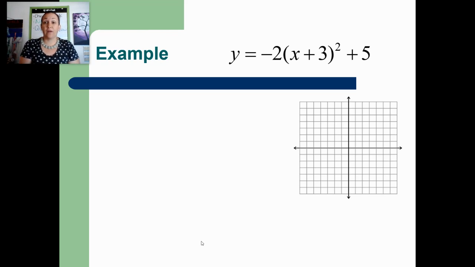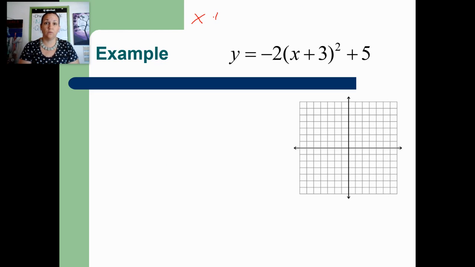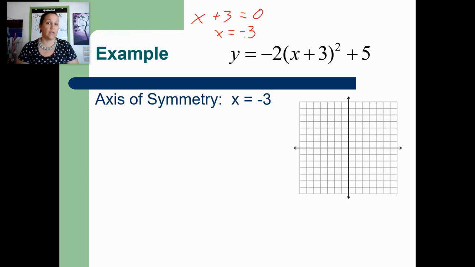And let's start with our axis of symmetry. So our axis of symmetry, remember, if it helps, you can write down the parentheses and set it equal to 0. And then you would solve for x, and that'll be your axis of symmetry. Okay, so x equals -3. For my vertex, I have my -3 already, and then I'm going to take that +5 from the end to be my y coordinate, so -3, 5.